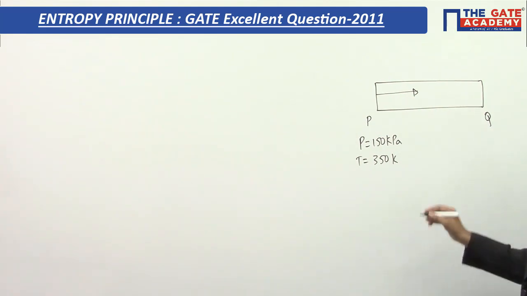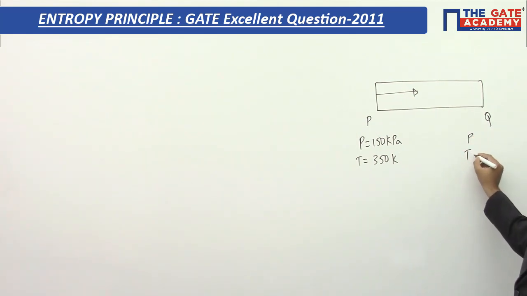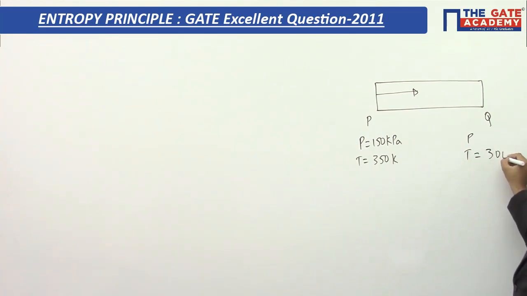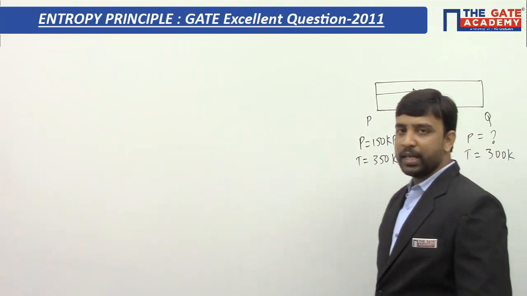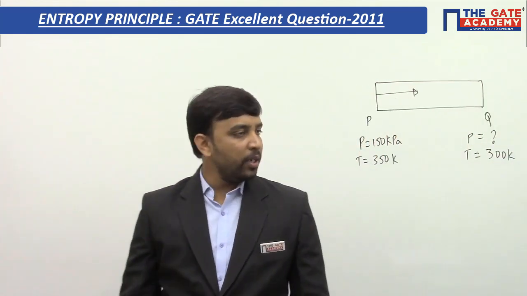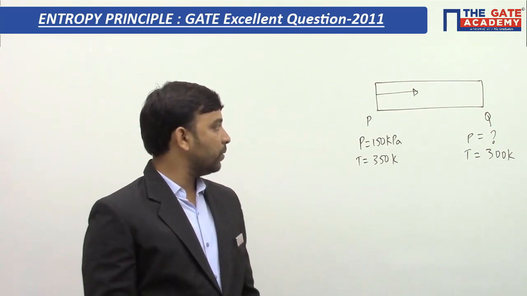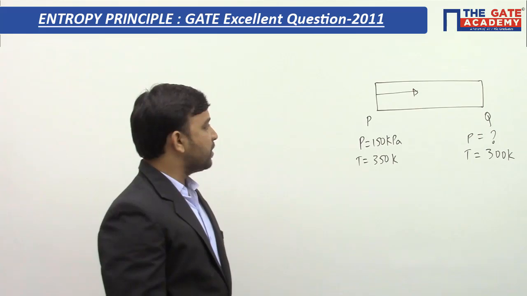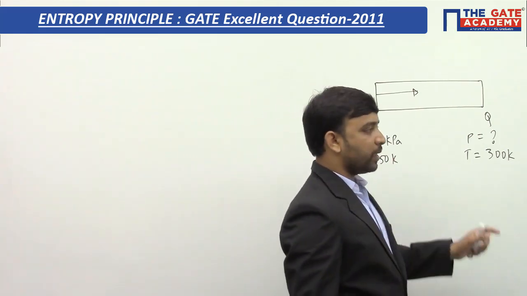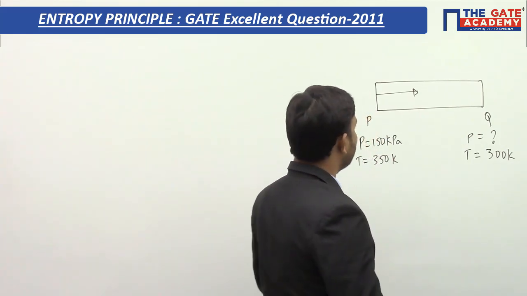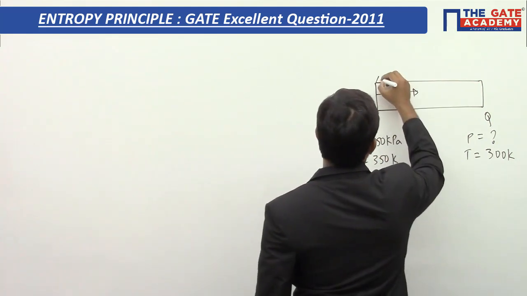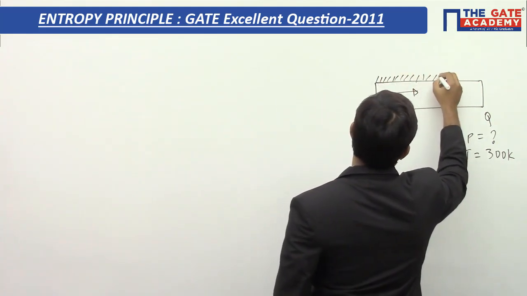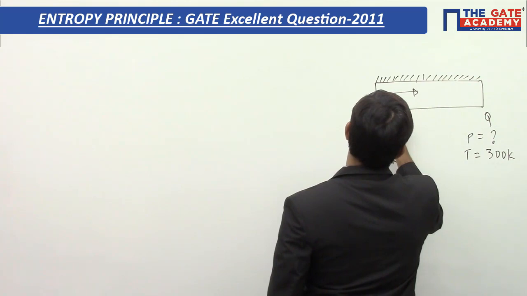And at station Q, only temperature is given, so pressure is not given. Temperature here is 300 Kelvin, and we don't know the pressure, and the question asked here is, for what value of maximum pressure at station Q will air flow from P to Q. And he is saying that the flow process is occurring in an adiabatic manner. It means that there is no heat transfer from the gas to the surroundings. I am assuming this duct is completely insulated.